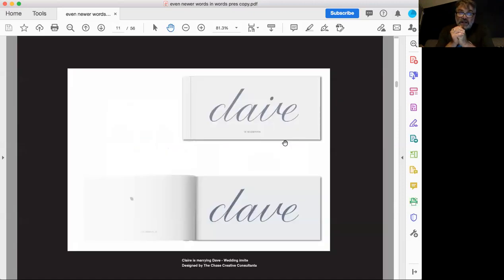Again from the Chase, early 2000s. This is a wedding invite, Claire marrying Dave. So this is a trace overlay. If you can see the bottom of it, you can see the little dots. So when you've got the wedding invite, it says Claire is marrying, and then you open it up, Dave. This is a really clever piece of calligraphy. I think they commissioned a calligrapher to do this, but the designer spotted that it was possible to make that similarity between Claire and Dave, with the D and the C and the L and the I. Really nice, and very well crafted.